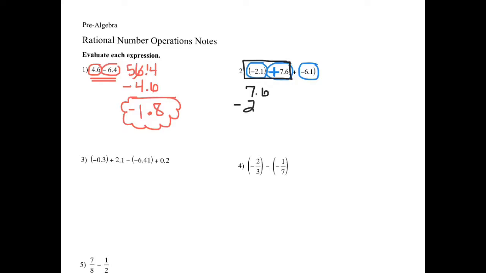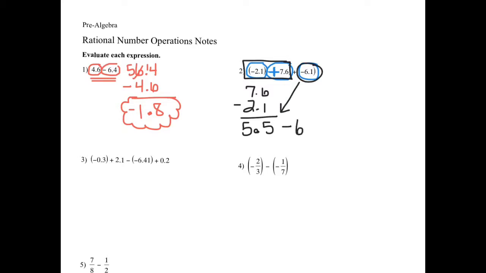7.6 minus 2.1. Line up my decimals. 6 minus 1 is 5. Drive my decimal straight down. 7 minus 2 is 5. Keep the sign of the bigger number. Well, the bigger number happens to be positive. And then I'm going to bring this number over.